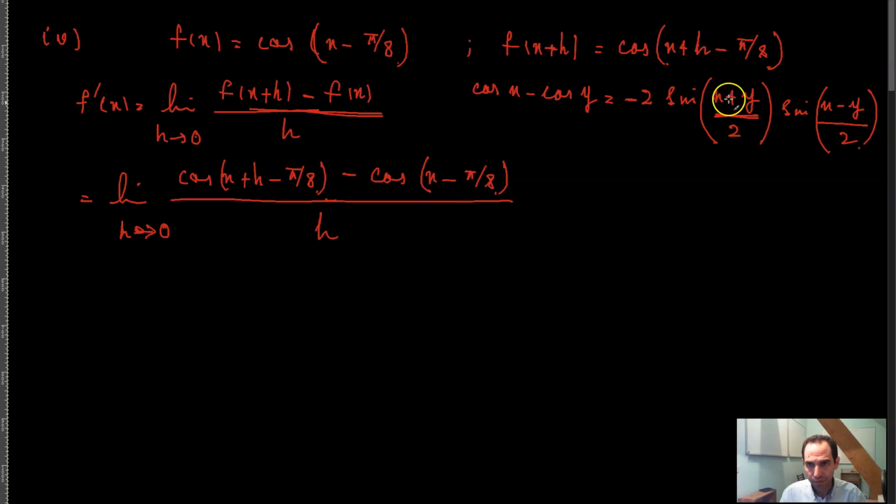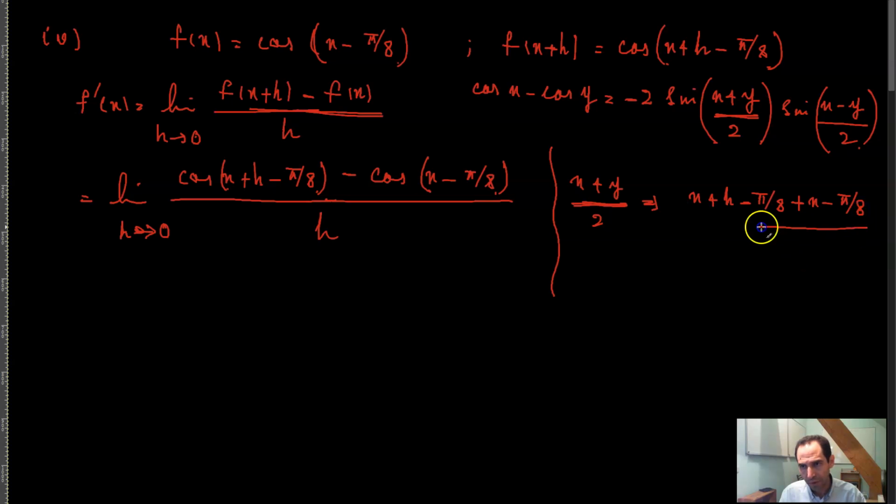And so basically over here x plus y divided by 2 would correspond to this angle plus this angle divided by 2. So you have x plus h minus pi by 8 plus x minus pi by 8 divided by 2, and that is the same thing as 2x plus h. Now, negative pi by 8, negative pi by 8 is negative 2 times pi by 8, which is negative pi by 4. And divide that by 2.